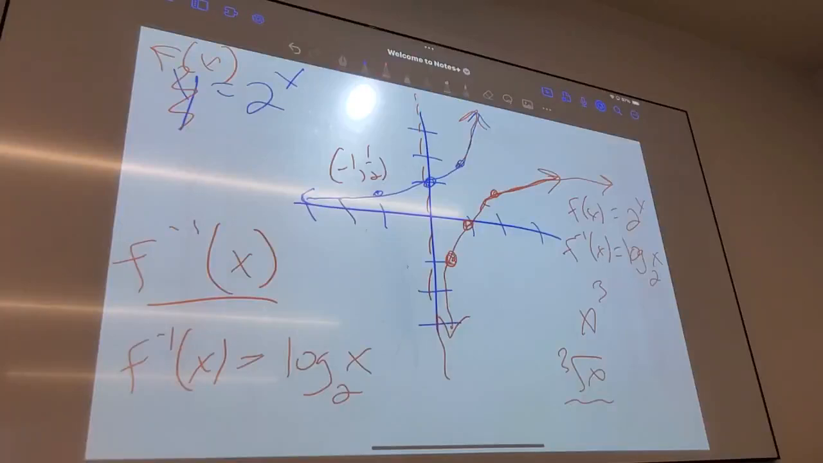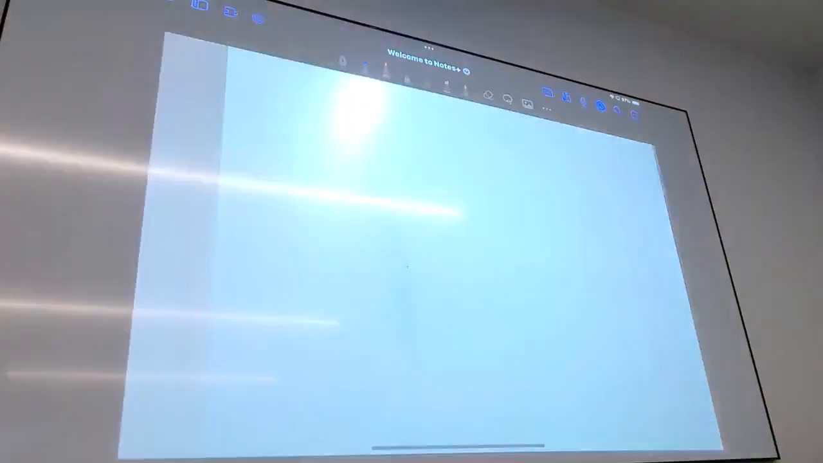Okay. So we have to explore logarithms. Since we had a graph of this, we could graph the inverse. We graphed the inverse before we even knew what its name was. Correct? Okay.